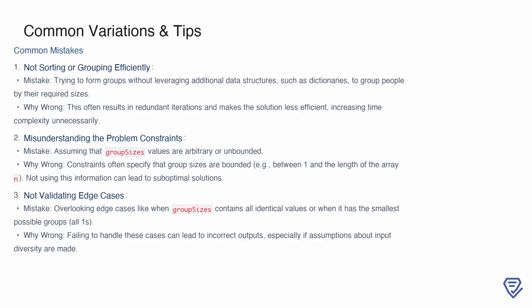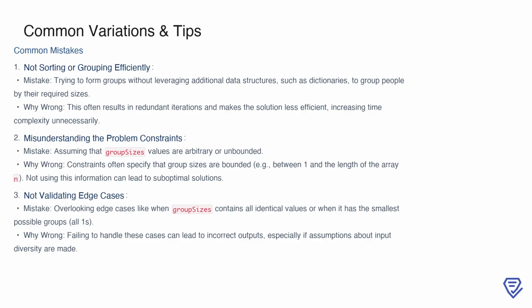Some might assume that the group size values are entirely arbitrary or unbounded, but the constraints typically provide useful limits. For instance, group sizes are often between 1 and the length of the input array. Ignoring these constraints can result in solutions that are unnecessarily complex or suboptimal.